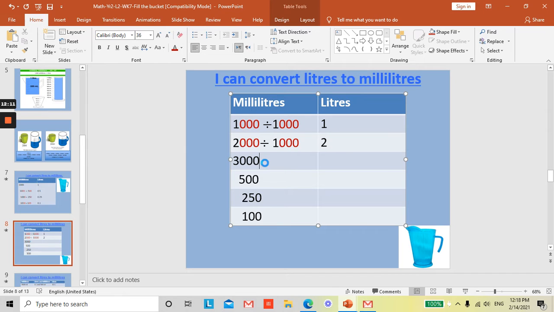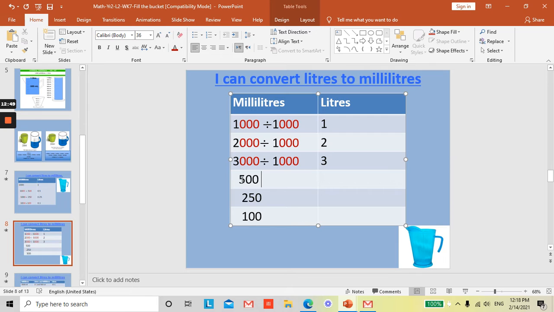Next, we divide by 1000. So the 3 zeros also go out on the other side. So we are going to remain with 3, so we are going to have 3 liters. Here we need to divide by 1000.